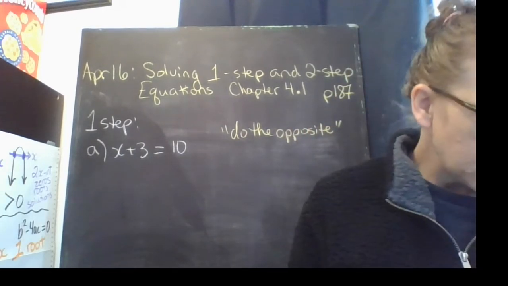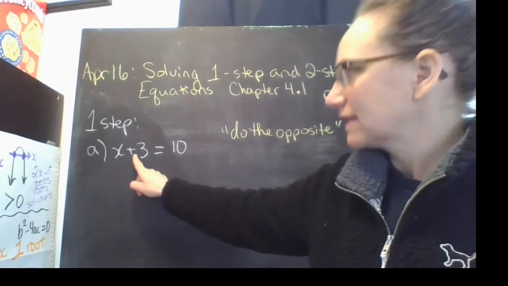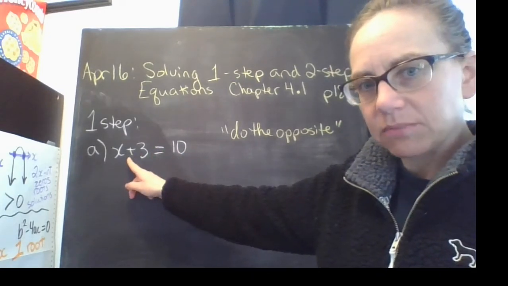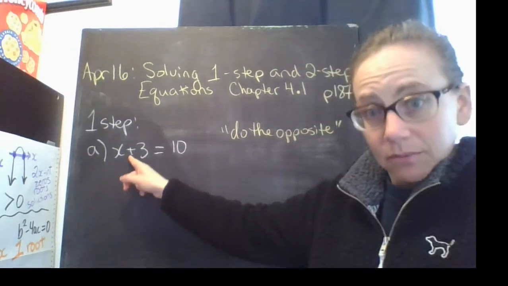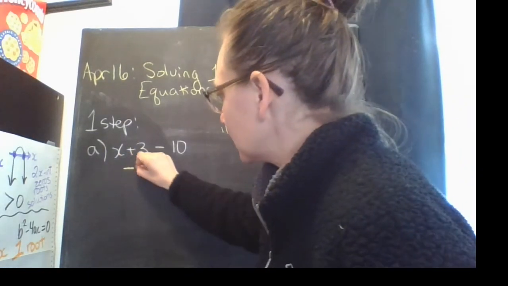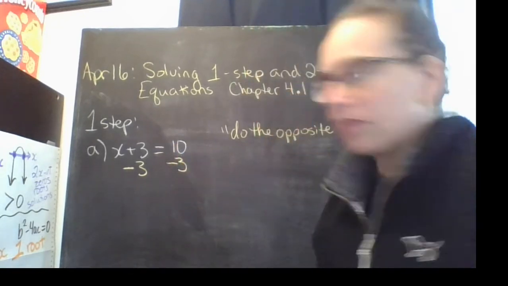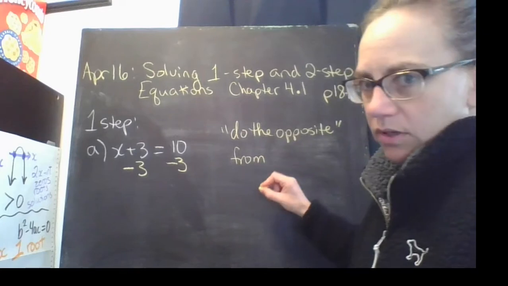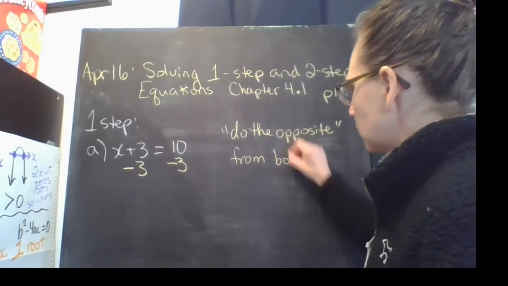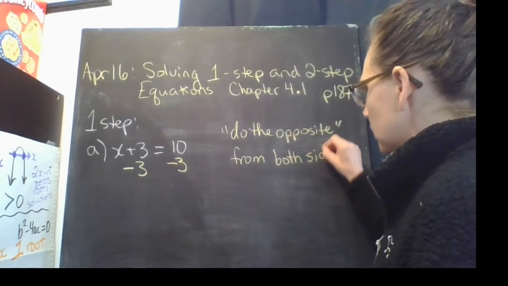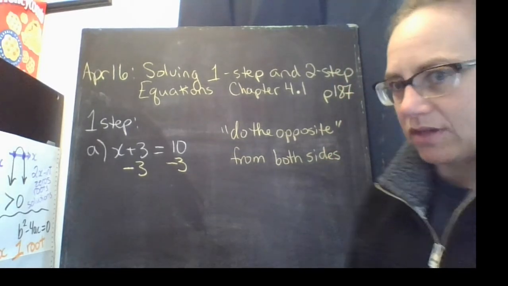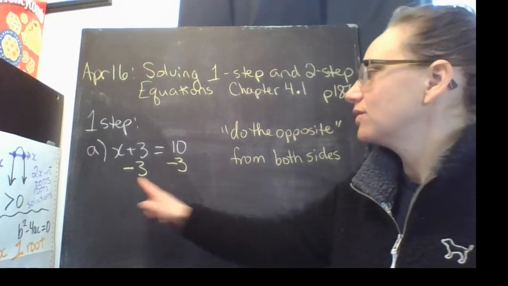And what I mean by doing the opposite is, to get my 3 to the other side, I have to do the opposite of this plusing. So what's the opposite of plusing? Minusing. So I'm going to minus 3 from both sides. And I have to do it to both sides, otherwise it doesn't work, because then it doesn't become a balanced equation anymore. Then you've changed the situation.